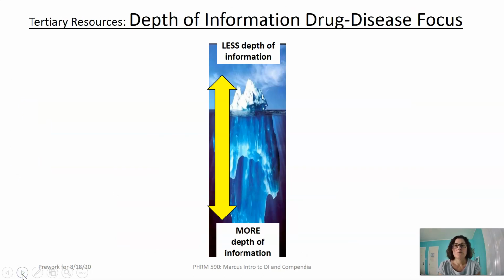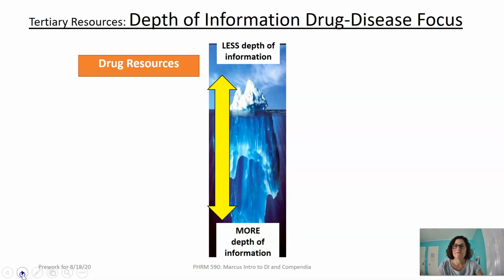Later in the course, we'll be introduced to the wide breadth of different references that you'll use as a pharmacist. But by way of general context, all of these are tertiary resources, so they're reference or review materials, and they can be organized in a couple of different ways, both by how deep the information is, as well as whether the reference has more of a drug or a disease focus.